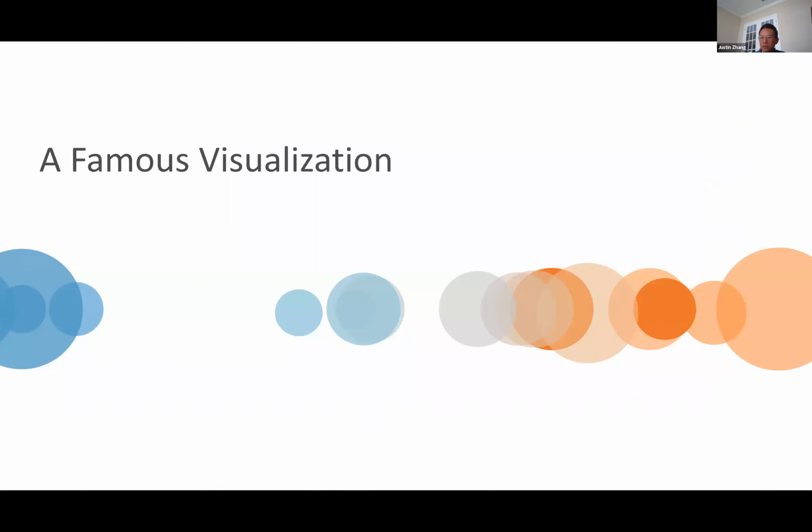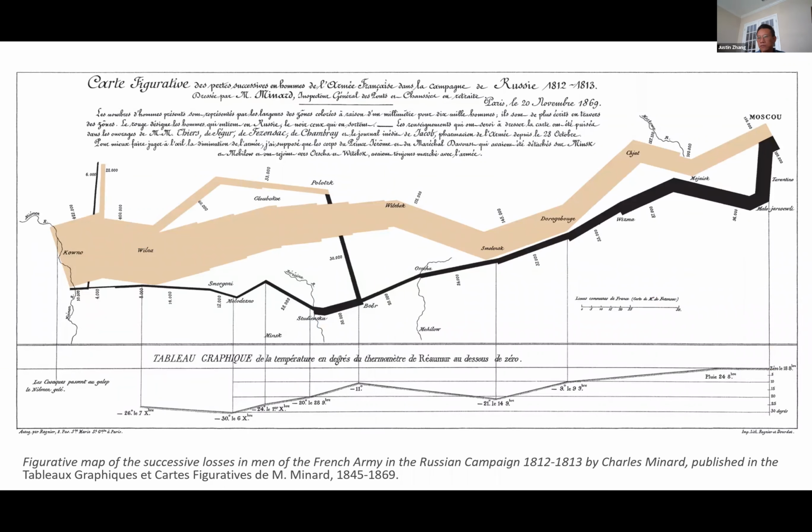So now let's look at a famous visualization we talked about before. So this is from Charles Minard. Edward Tufte called this possibly the best statistical graph ever done. So before we discuss this, let's take a minute to understand it. It's a visualization of Napoleon's campaign into Russia. It's created by Charles Minard.